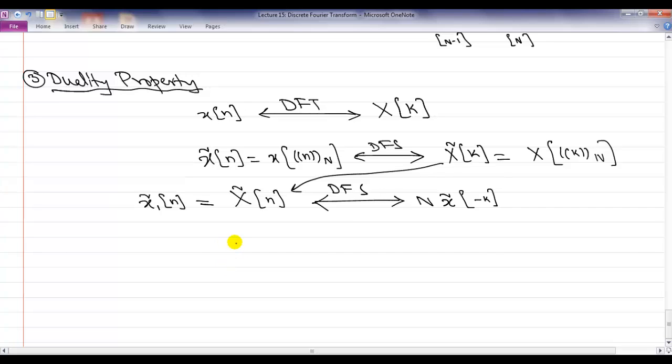Now, in that case, we can derive the relationship between a duality property based upon the discrete Fourier series and a duality property based upon the discrete Fourier transform. So I can define my X1[k] as equal to N times x tilde of minus k for k between 0 and N minus 1, and 0 otherwise.